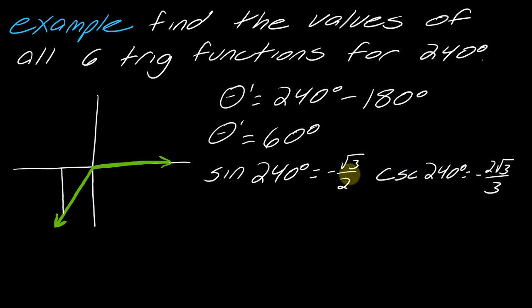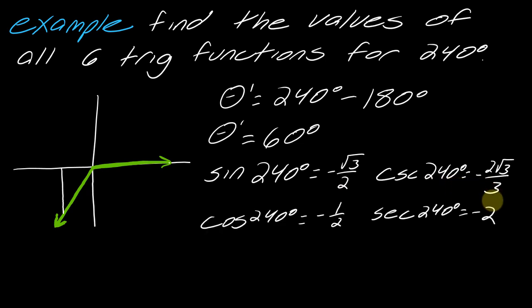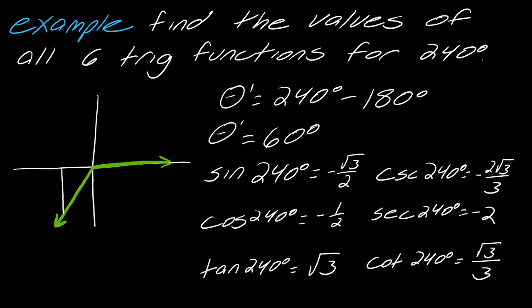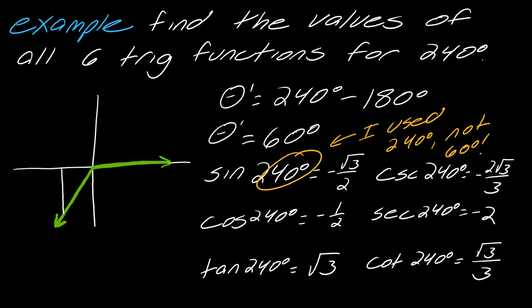Okay, so like I said, sine and cosecant, these are both negatives. And so sine of 60 degrees is negative square root of 3, or sorry, sine of 240 degrees will be negative square root of 3 over 2. And then the cosecant will be negative 2 times the square root of 3 over 3. Okay, and then moving on to cosine. So cosine of 240 degrees will be negative 1/2, and then the secant will be negative 2. So again, you just have to make them negative. And then tangent and cotangent, those will both be positive. So that'll be square root of 3 and then square root of 3 over 3. And so just keep in mind here that I used 240 degrees, not 60 degrees, when I was actually writing these out. And then I just made the appropriate adjustments to my signs.